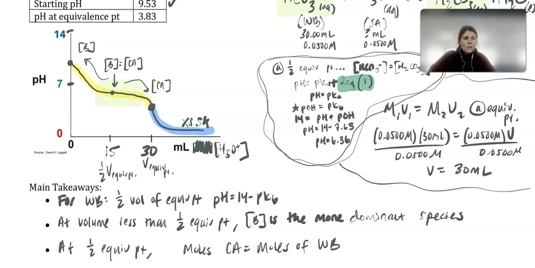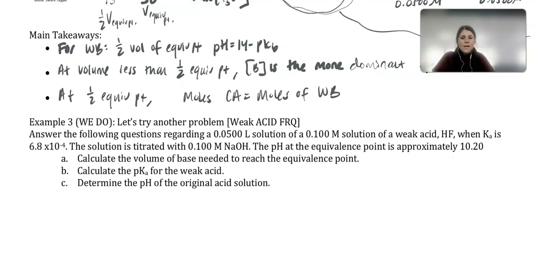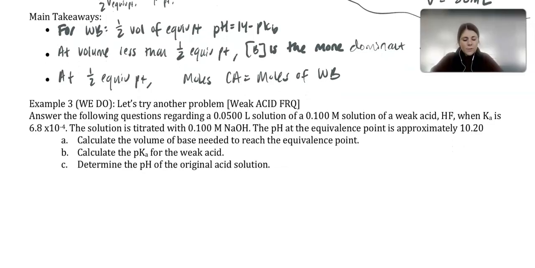All right, moving on. I have one FRQ that I will do with you, and then I have a longer FRQ at the end that I will have you pause the video and try, but let's do this one together first. So, answer the following questions regarding a 0.05 liter solution, a 0.1 molar solution of weak acid HF, and they gave us the Ka value.